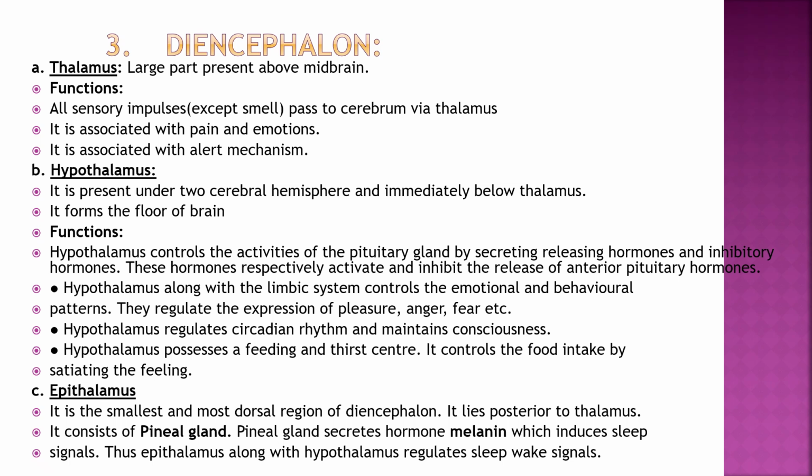The hypothalamus, along with the limbic system, controls emotional and behavioral patterns. They regulate the expression of pleasure, anger, and fear. The hypothalamus also regulates circadian rhythm and maintains consciousness and homeostasis. The hypothalamus possesses a feeding and thirst center. It controls food intake by satiating the feeling.